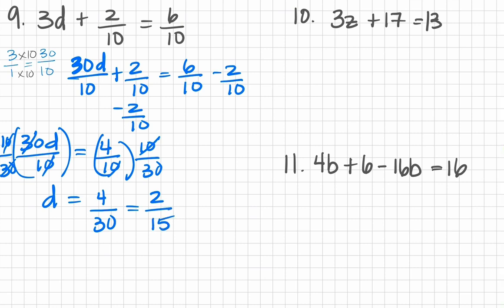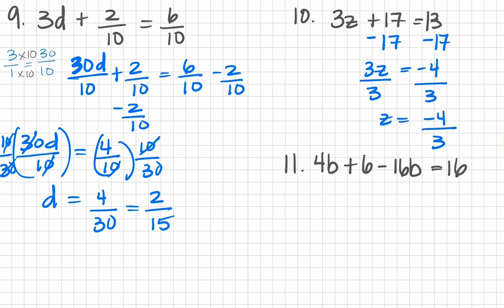Alrighty, for the next one, more simple, gonna subtract 17 on both sides, and I have 3Z is equal to negative 4, divided by 3, divided by 3, Z is equal to negative 4 over 3.